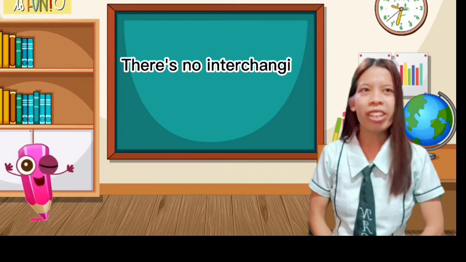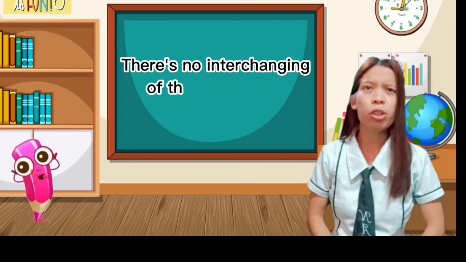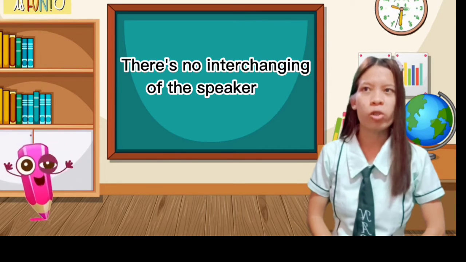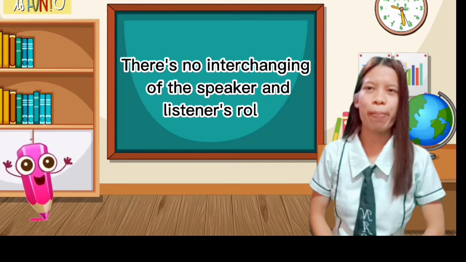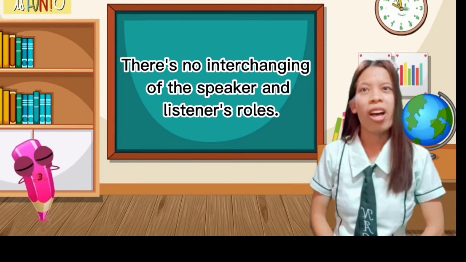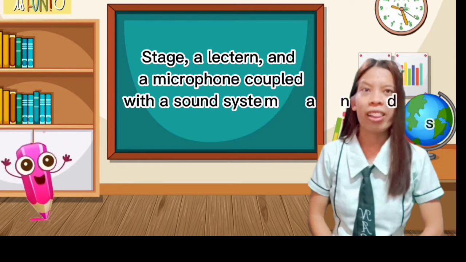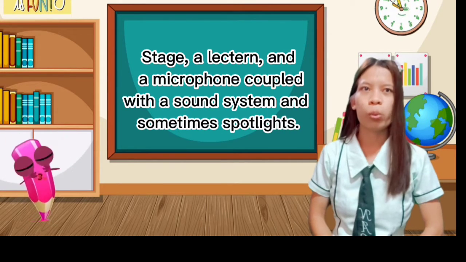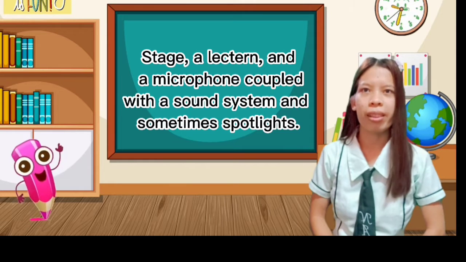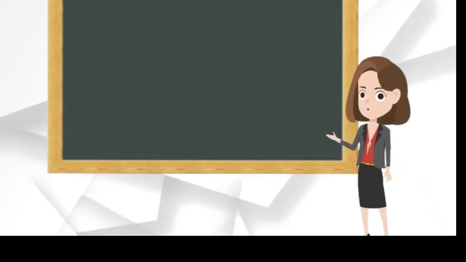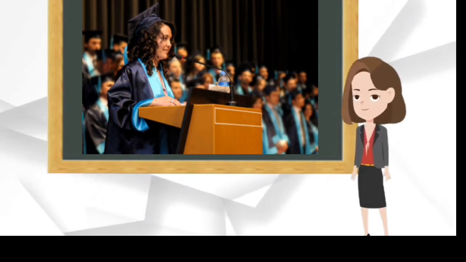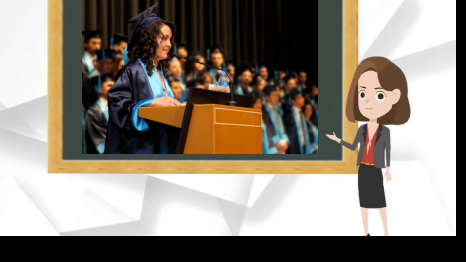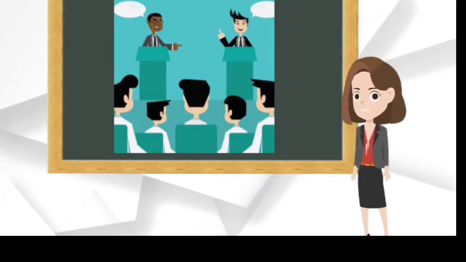Many public communication events are formal. The speech is well prepared. The speaker is dressed appropriately, and the listeners are set to listen to the message. Moreover, there is usually a stage, a lectern, and a microphone coupled with a sound system and sometimes spotlights. Another example of public communication is when you deliver a graduation speech to your batch. You participate in a declamation, oratorical, or debate contest watched by a number of people.